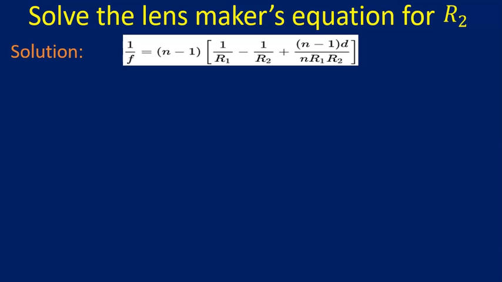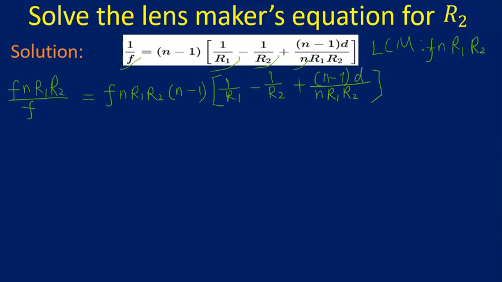So here it goes. The method I'm going to use is called clear the fractions, which means we're going to multiply both sides by the LCM of the denominators. You can see the denominators are F, R1, R2, and n. So the LCM of the denominators is F, R1, R2. Next, we're going to multiply both sides of the equation by this LCM. Next, we're going to simplify both sides.